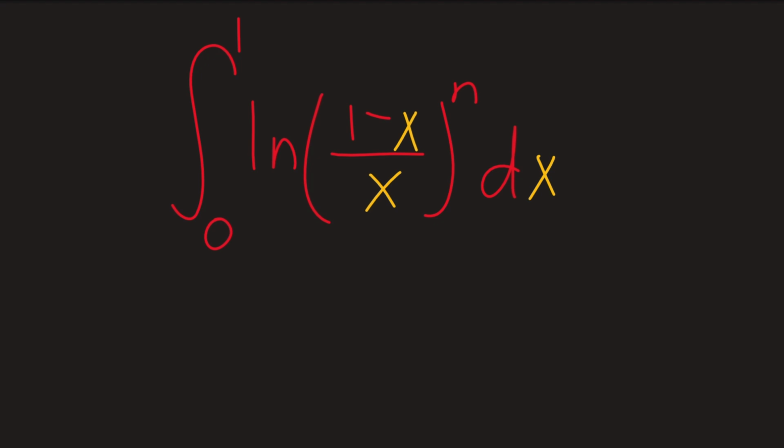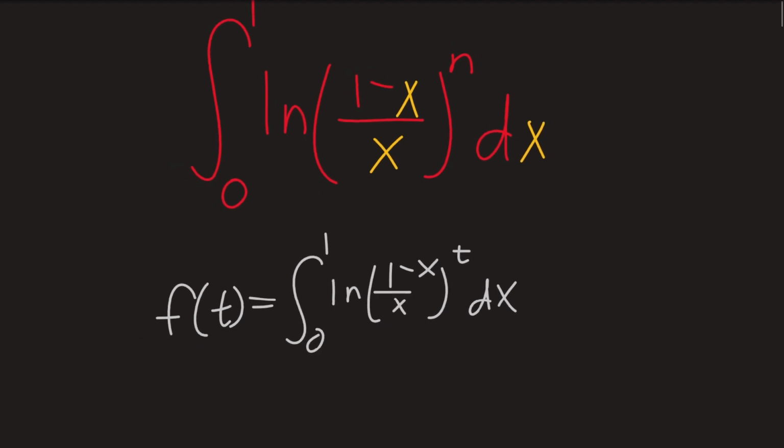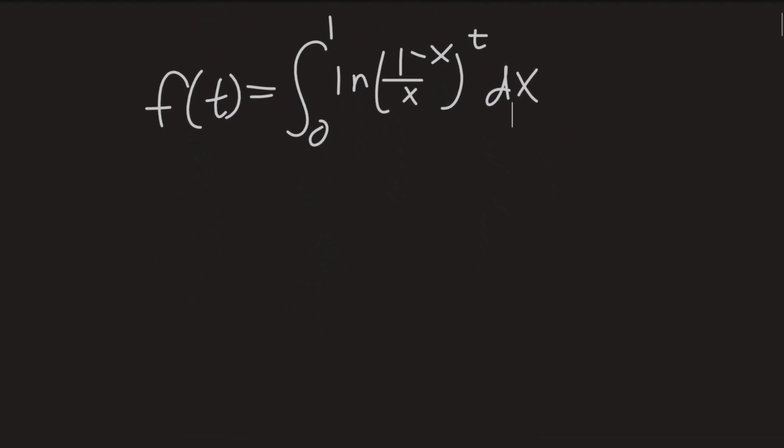The first thing we're going to do is apply Feynman's technique. So, I'm going to let f of t be equal to the integral from 0 to 1 of the natural log of (1 minus x over x) to the t dx. I'm defining it like this just so we avoid differentiating with respect to t n times, because that gets really messy. So what we're going to do is differentiate this function f with respect to t n times.